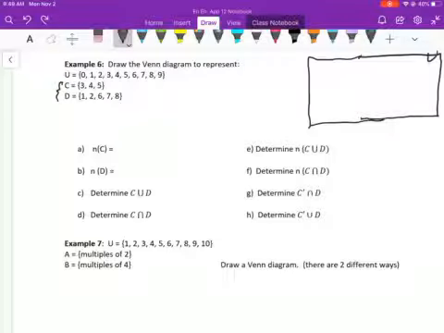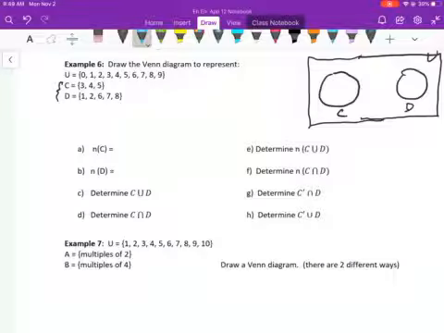What I notice is there is no common element. So here's set C. Here's set D. They are disjoint. They share no common elements. So set C has elements 3, 4, and 5. Set D has elements 1, 2, 6, 7, and 8. So I'm going to go in my universe. So now I have put some elements in my sets.